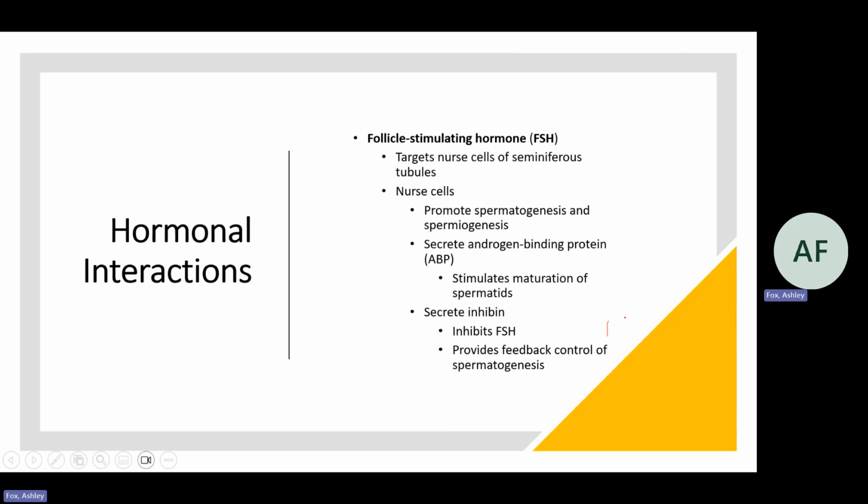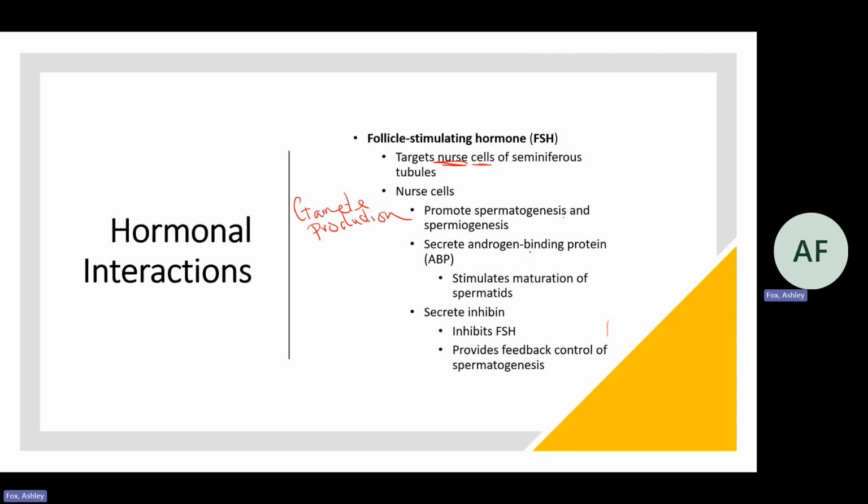Follicle stimulating hormone is going to target nurse cells. The nurse cells that we talked about previously are going to be the major promoters of spermatogenesis, making sperm, and spermiogenesis, making sperm able to move, so growing the tail. This is going to be promotion of gamete production. So you can think of FSH as gamete production, and in the male system, that's sperm. And you can think of LH as hormone production, the major one being testosterone.